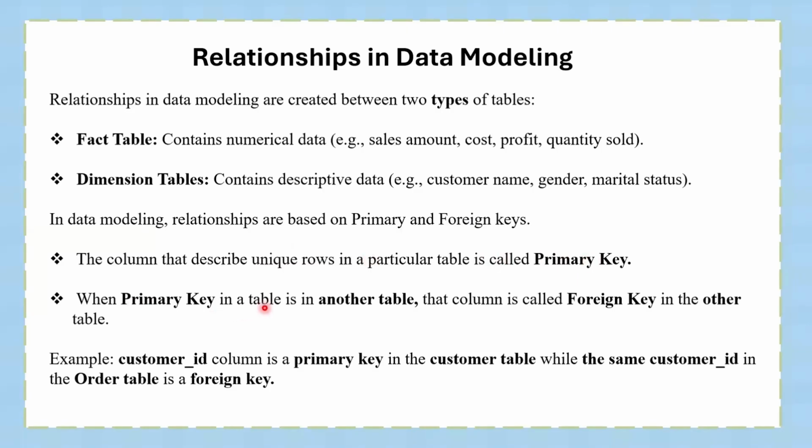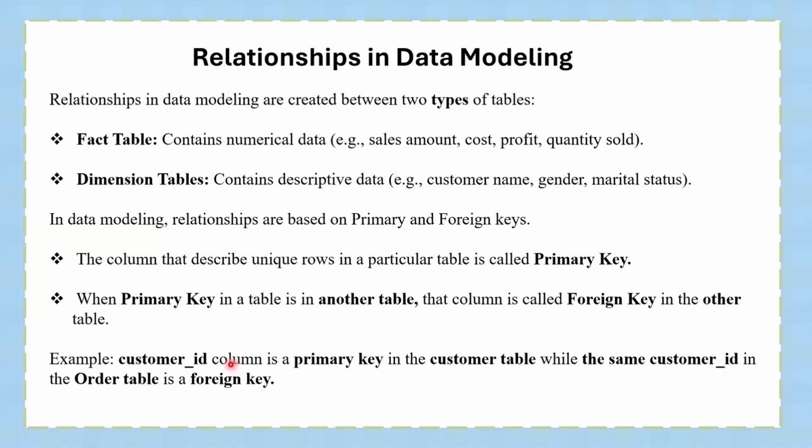When this primary key in a table is in another table, that column is called a foreign key in the other table. So I'm going to give a practical example here. Like I've been using the example of a sales data set. Now you have a sales data set that contains a customer table, a product table, and an order table.